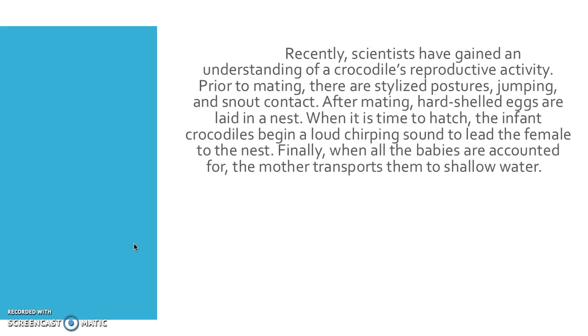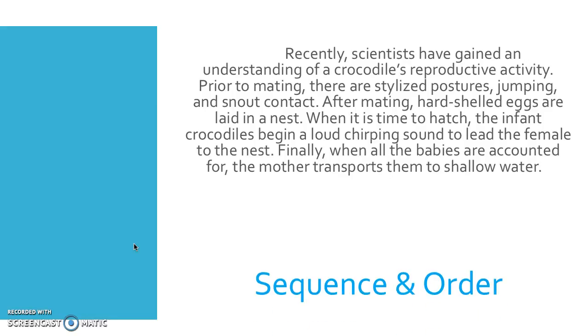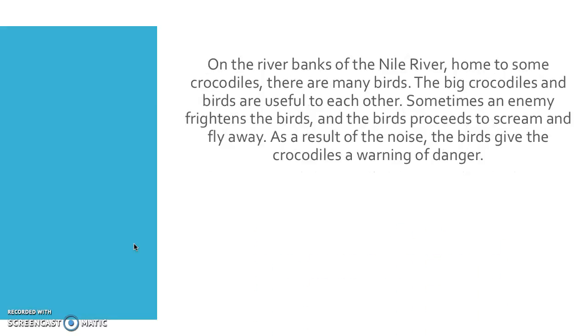So here's another one. Recently, scientists have gained an understanding of a crocodile's reproductive activity. Prior to mating, there are stylized postures, jumping, and snout contact. After mating, hard-shell eggs are laid in a nest. When it's time to hatch, the infant crocodiles begin a loud chirping sound to lead the female to the nest. Finally, when all the babies are accounted for, the mother transports them to shallow water. So this would be sequence and order.